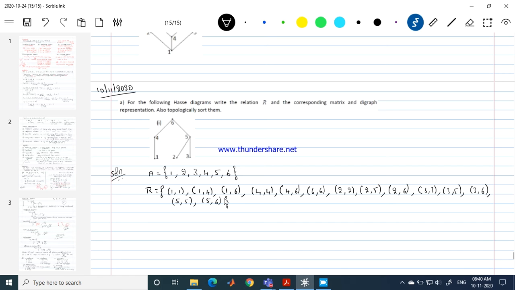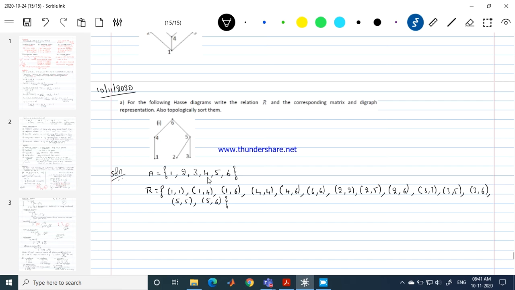Okay, so very good. So the convention which we have used to read this graph is right. This is how we are supposed to read the graph. This is how we construct the Hasse diagram also. Okay, the first part of the problem is done. Next, write the corresponding matrix and digraph representations. Okay, the matrix is required for us.